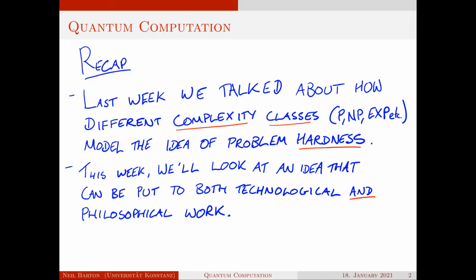So this week we'll look at an idea that can be put to both technological and some philosophical work, the idea of quantum computation. In particular, we'll see that there's a kind of complexity class that can be defined using this alternative model of computation, much as, for instance, NP was a complexity class defined by looking at a different model of computation, non-deterministic Turing machines, and what they can do in polynomial time.